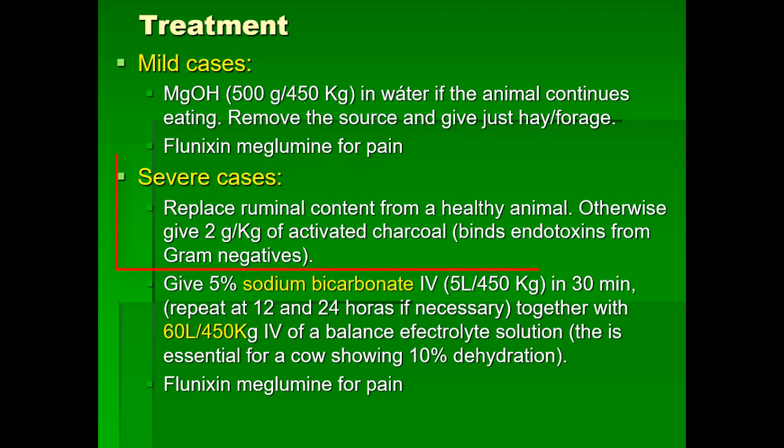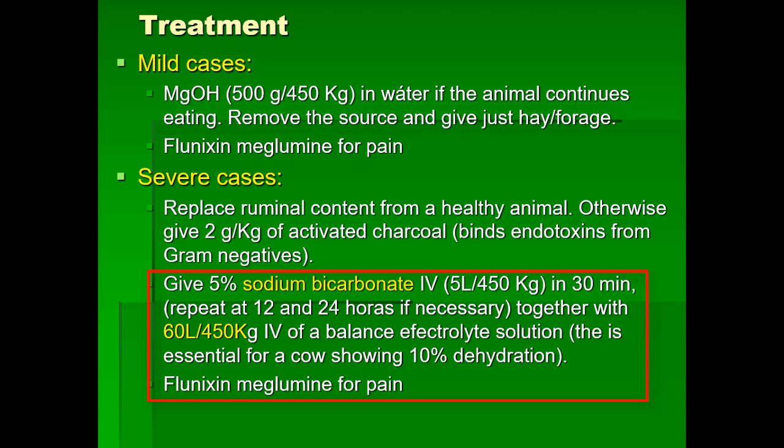For severe cases, there is no substitute to empty those ruminal contents and replace them with those from a healthy animal. If that is not an option, you can go with activated charcoal that will bind some of the gram-negative endotoxins and prevent their absorption. And as far as parenteral treatment, sodium bicarb, IV obviously, will reverse the metabolic acidosis, and it should be combined with a balanced electrolyte solution to rehydrate the cow.